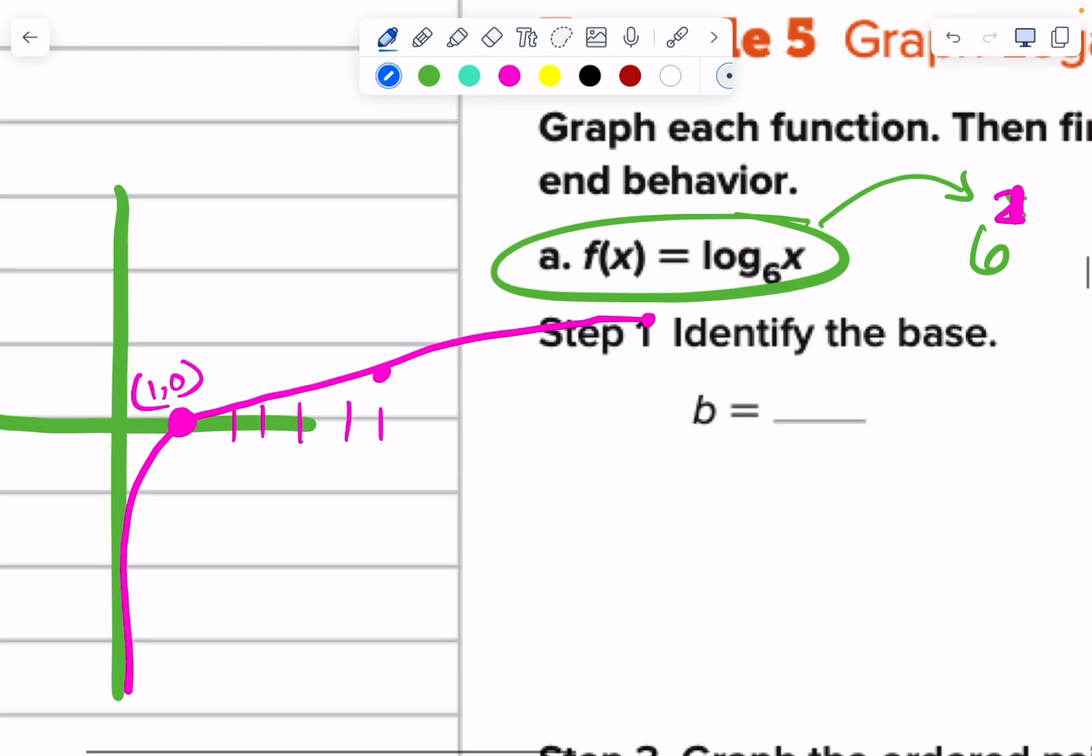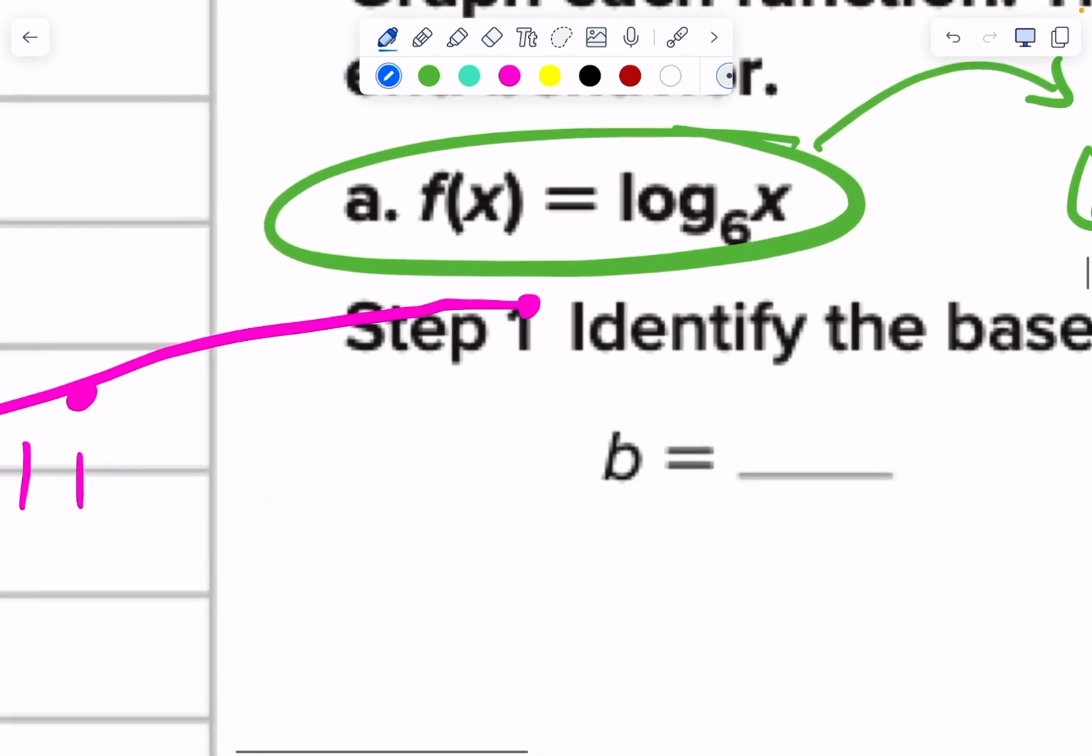Now, the bigger this number, I kind of talked about this yesterday, the bigger this number gets, what happens to my graph?